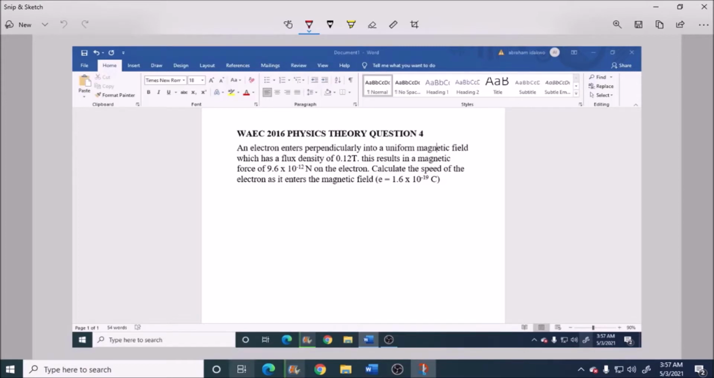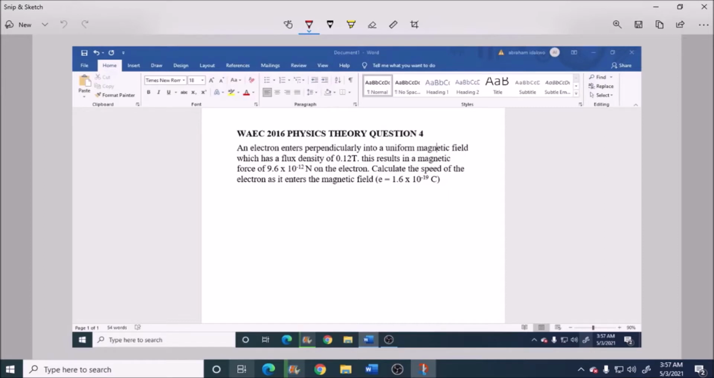An electron enters perpendicularly into a uniform magnetic field which has a flux density of 0.12 Tesla. This results in a magnetic force of 9.6 times 10 raised to power minus 12 Newton on the electron. Calculate the speed of the electron as it enters the magnetic field. Given that electron charge is 1.6 times 10 raised to power minus 19 coulomb.